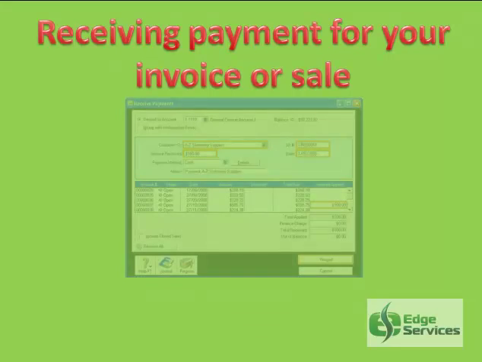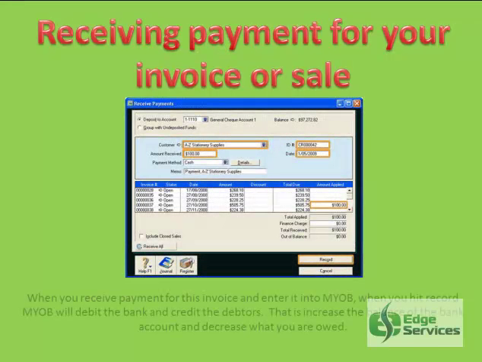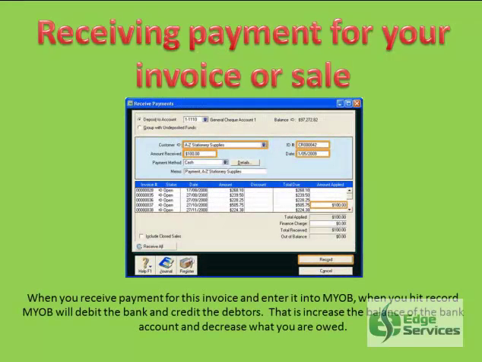Receiving a payment for your invoice and sale. When you receive payment for this invoice and enter it into MYOB, when you hit record, MYOB will debit the bank and credit the debtors. That is, increase the balance of your bank account and decrease what you are owed.